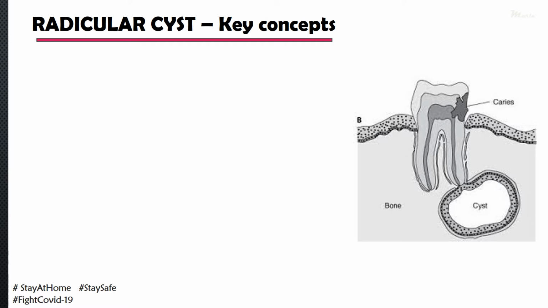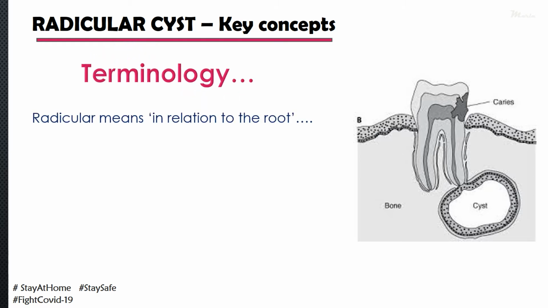Before we discuss the topic in detail, let us know the terminology of this cyst. The term radicular means in relation to the root. Cyst, on the other hand, is defined as a pathological cavity which may or may not be lined by epithelium and which consists of fluid, semi-fluid or gaseous content but not the accumulation of pus. So, a radicular cyst is a cyst which is present in relation to the root of a tooth.